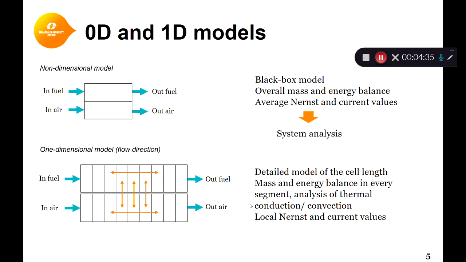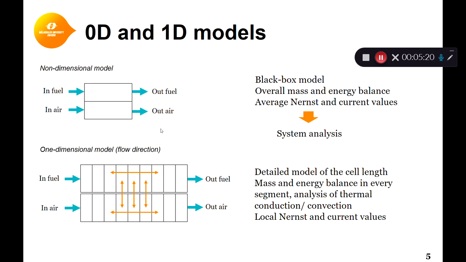The level of detail of the model depends on the purpose we need to use the model for. Non-dimensional models, also known as black box models, represent a direct relationship between the input and the output. They're based on overall mass and energy balance and calculation of Nernst potential with an average temperature and average pressure. So this type of model is quite simple, and so very useful for analyzing the overall performance of the fuel cell, so for system analysis.